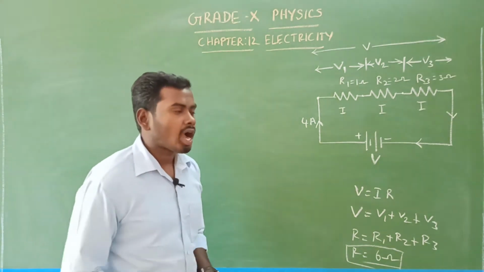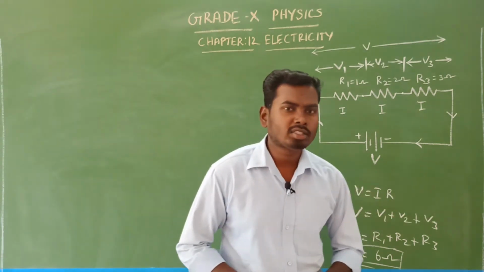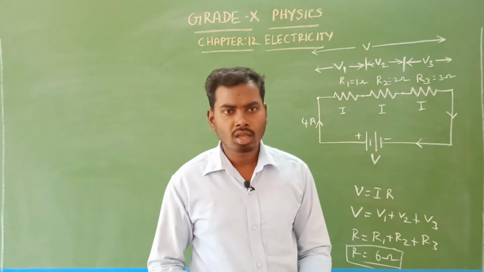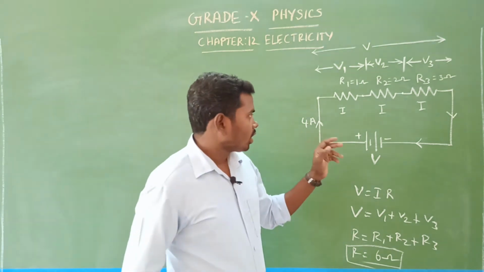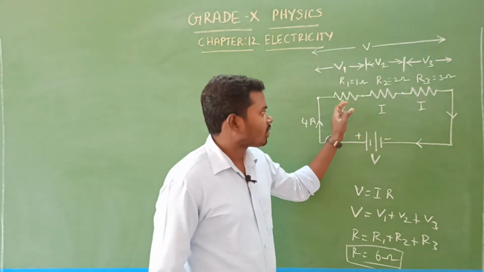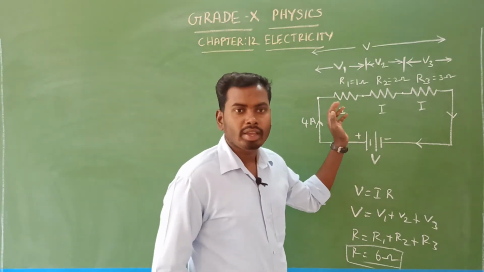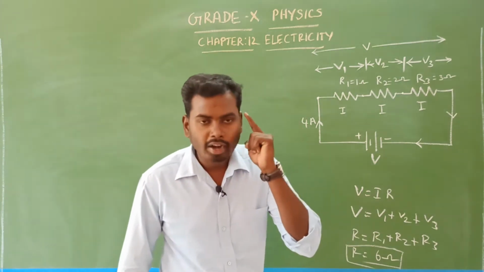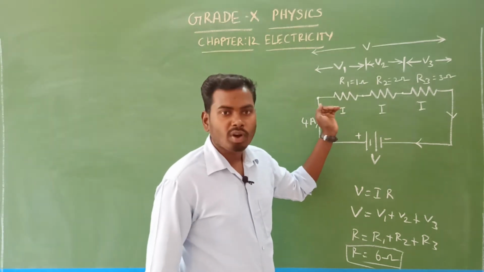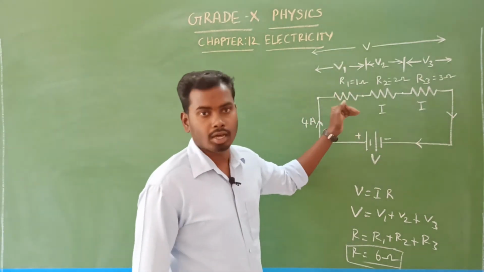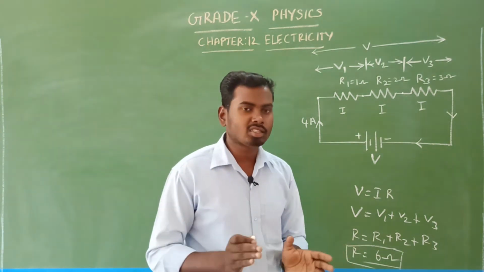According to Ohm's law, V equals IR. So when two or more resistors are connected in series, what happens to voltage, current, and resistance? That is the main concept. When a number of resistors are connected in series, the same amount of current is flowing through all the resistors. Note this point, very important. So in series combination, current remains the same, whatever the resistance.